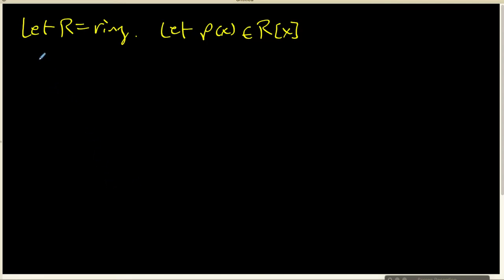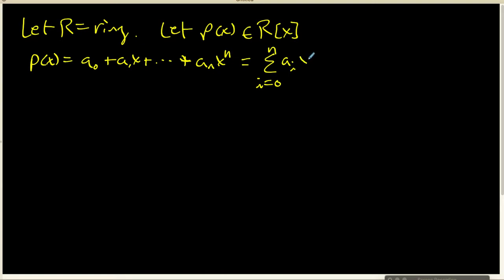Now, what this means, of course, is that P of x can be written as a sub 0 plus a1 times x all the way up to plus an times x to the n, or we could use sigma notation and write it as the sum as i goes from 0 to n of a sub i times x to the i.